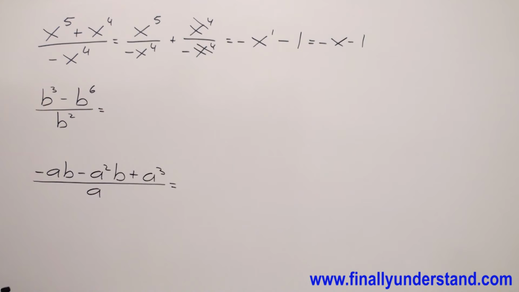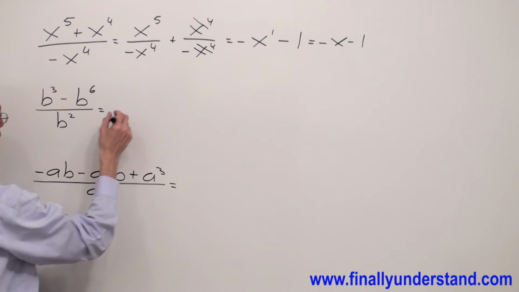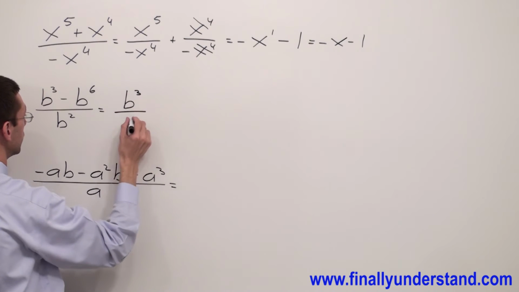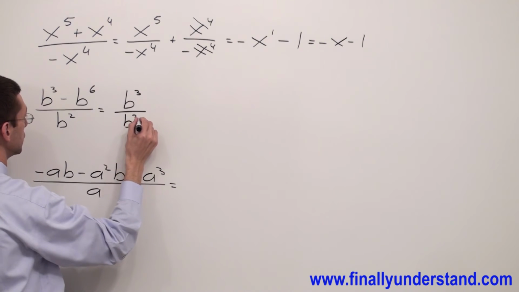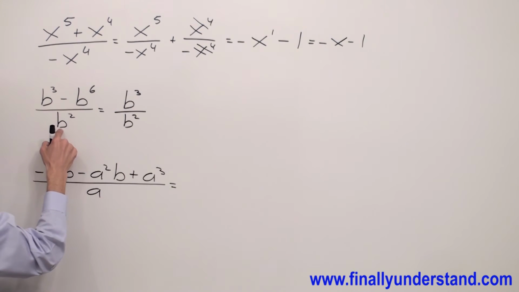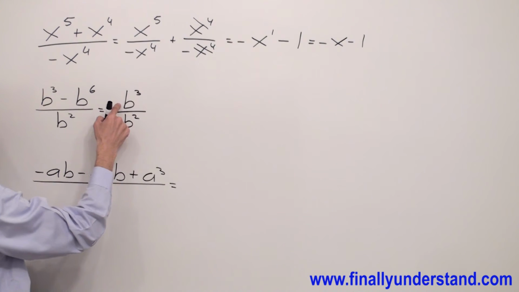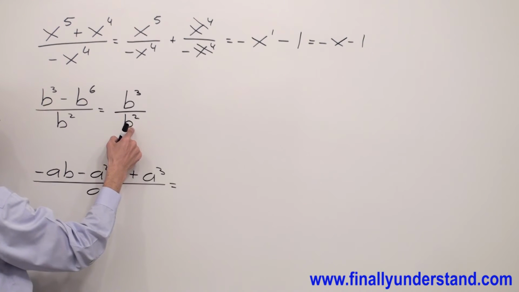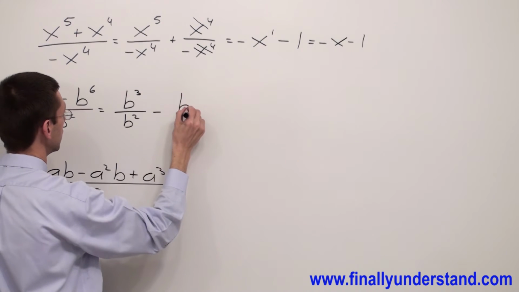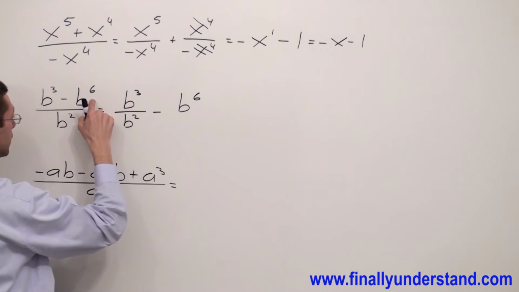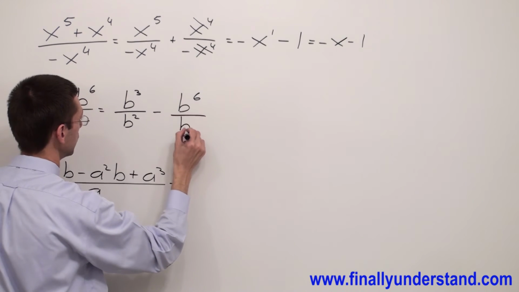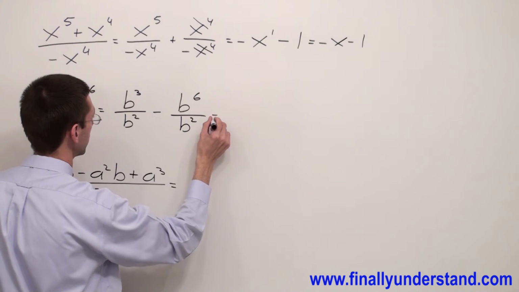Let's take a look at the second one. I have, again, b to the third, negative b to the sixth, and I have to divide by b to the second. First term of my binomial divided by monomial. So I have b to the third divided by b to the second. I have to keep this sign negative, and I have b to the 6. Again, I have to divide by denominator, b to the second.